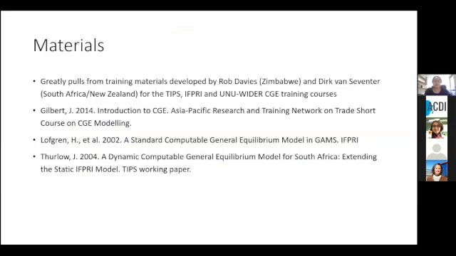So I want to start off just by noting that the materials presented here pull on a number of resources, but greatly so from the training materials that have been developed by Rob Davies from Zimbabwe and Dirk van Seventer from South Africa, but who currently now resides in New Zealand. Rob and Dirk provide CG modeling courses through TIPS and have also done so for IFPRI and the UN more widely. The presentation also pulls on CG modeling courses from the Asia Pacific Research and Training Network, the manual for the IFPRI CG model, as well as a manual by James Thurlow on dynamic CGE modeling.